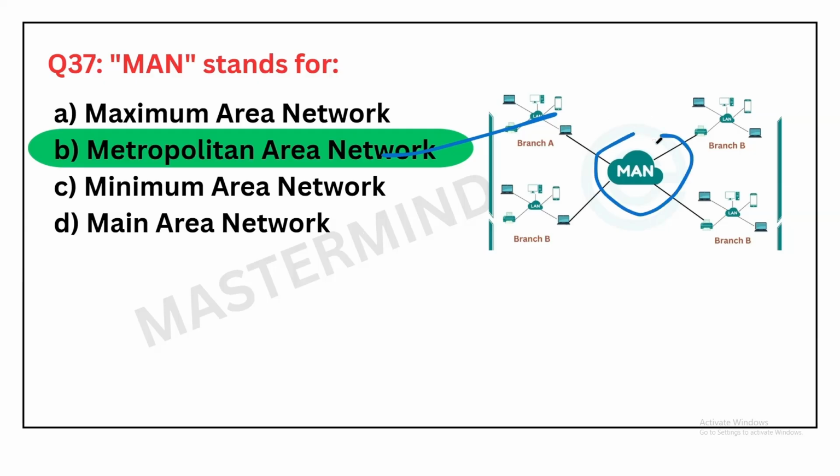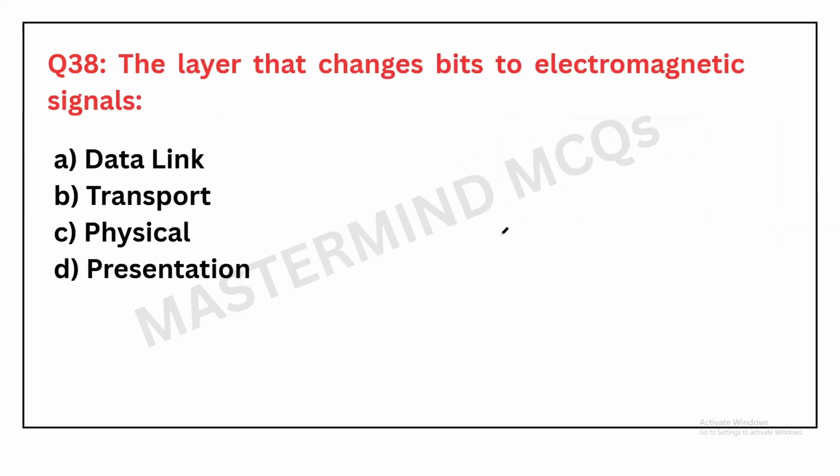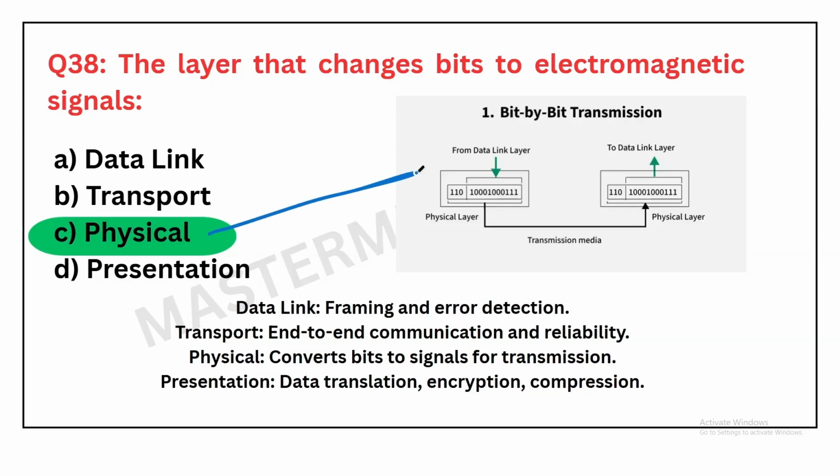MAN connects multiple local area networks, that is LAN, within a city or a large campus, enabling high-speed communication over a wider area than a LAN, but smaller than WAN. Question number 38. The layer that changes bits to electromagnetic signals. Option A, data link. Option B, transport. Option C, physical layer. Option D, presentation layer. The right answer is option C, physical layer.